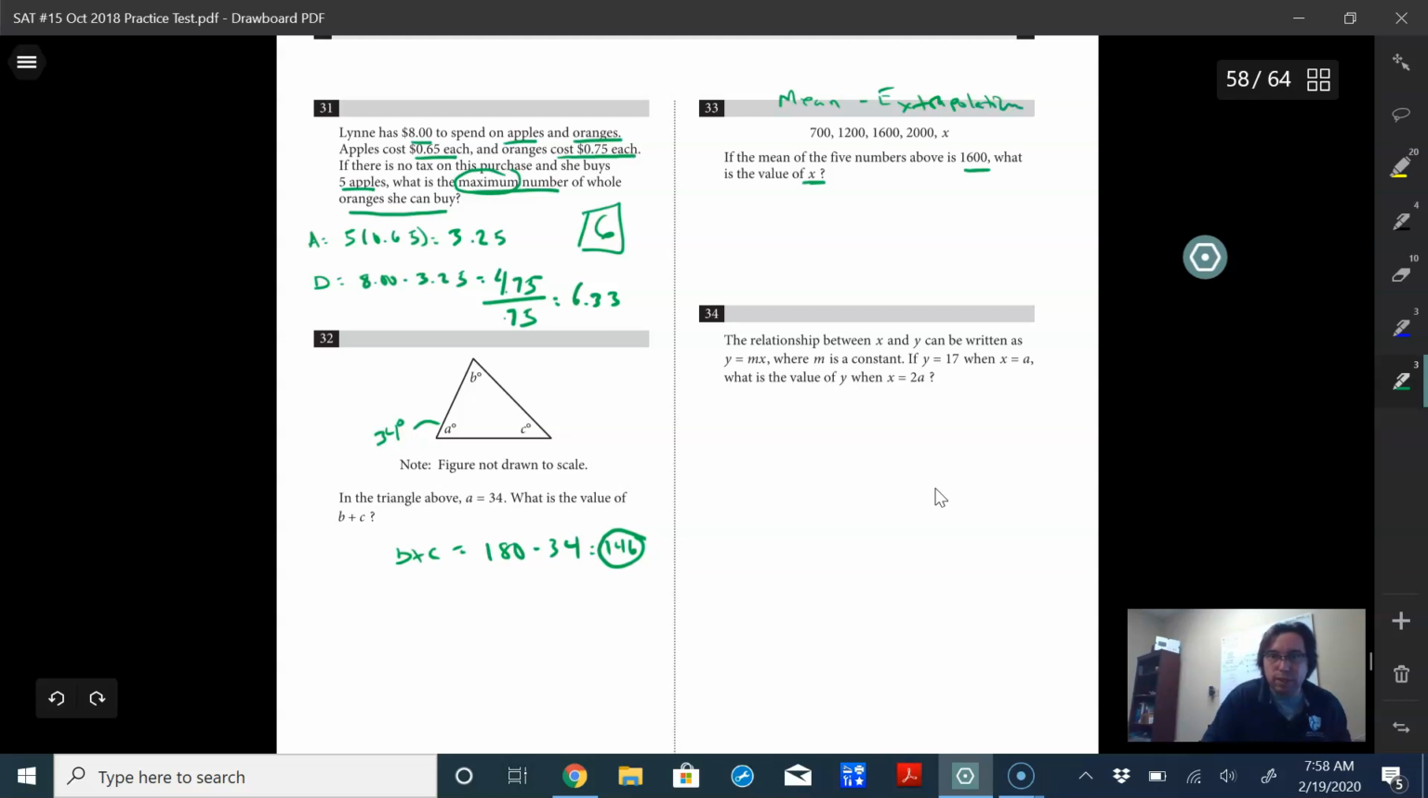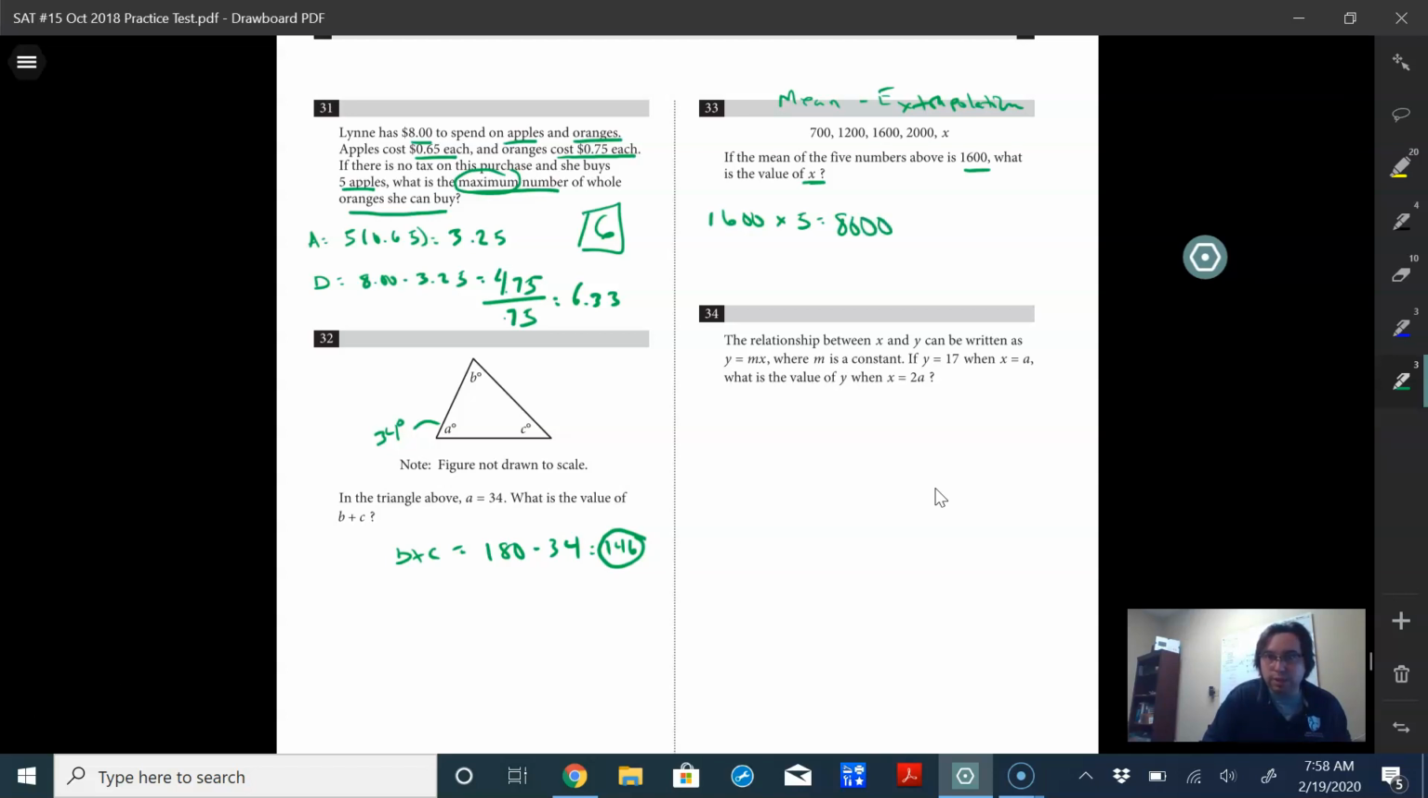All right, and so what I can do is take, well, what is 1,600 times 5? It looks to be about 8,000. 16 times 5 is, yeah, 8,000. And then from there, we can just subtract all these values.